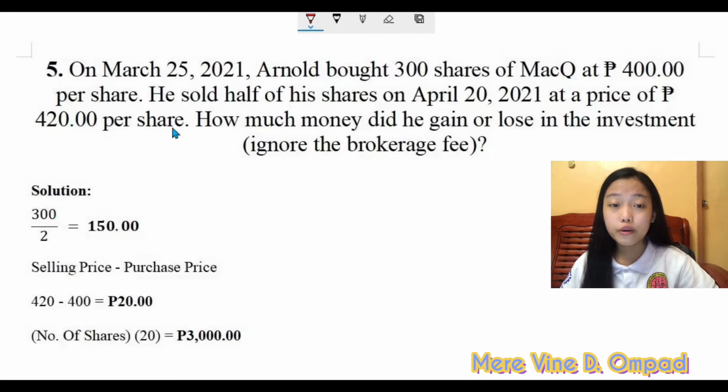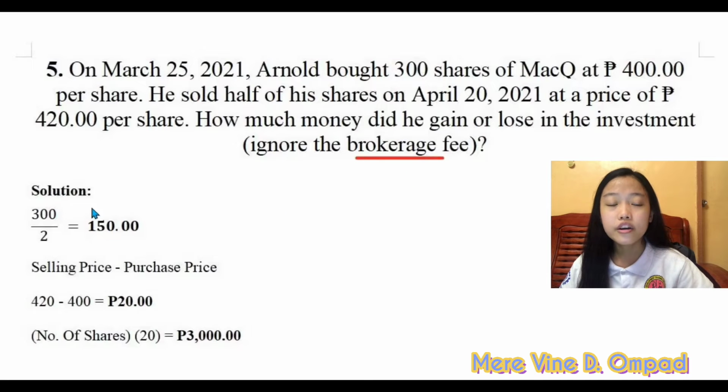Number 5. On March 25, 2021, Arnold bought 300 shares of MacQ at 400 pesos per share. He sold half of his shares on April 20, 2021 at a price of 420 pesos per share. How much money did he gain or lose in the investment? Ignore the brokerage fee. So solution, I divided first 300 by 2 because it says here that he sold only half of his shares. So he sold 150 of his shares.